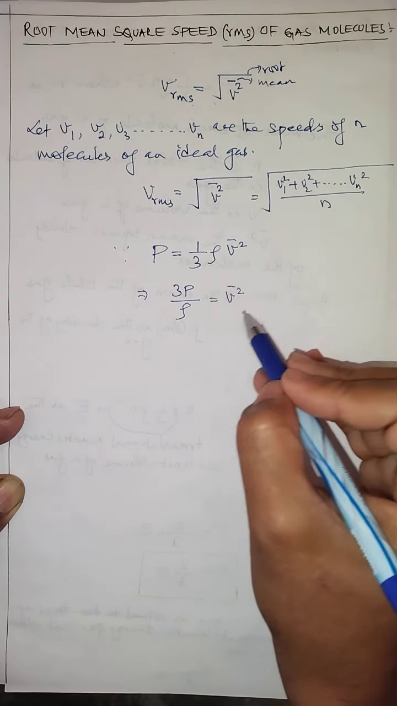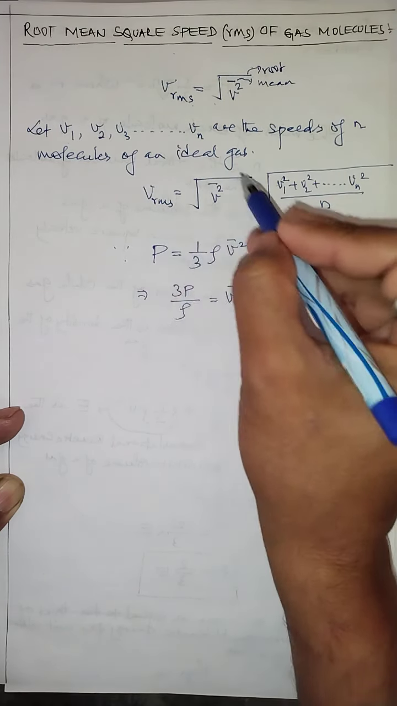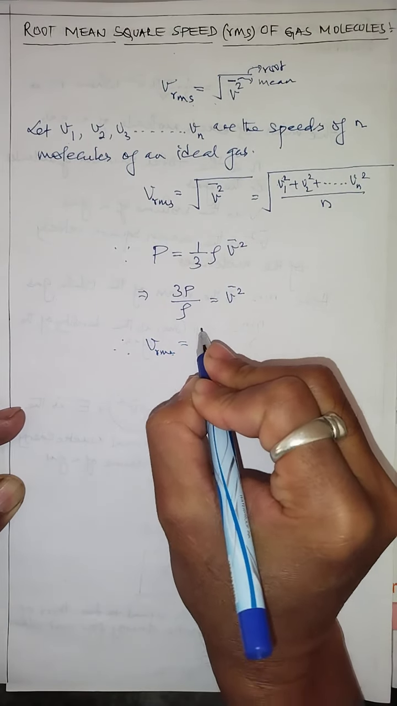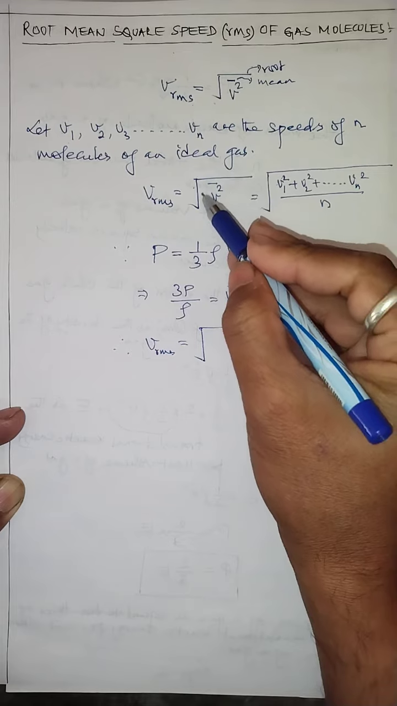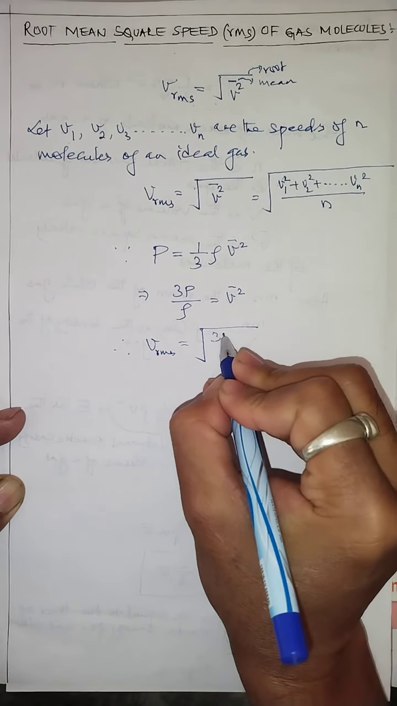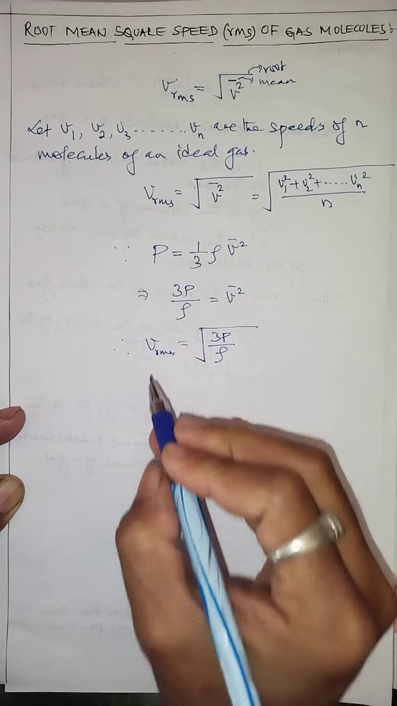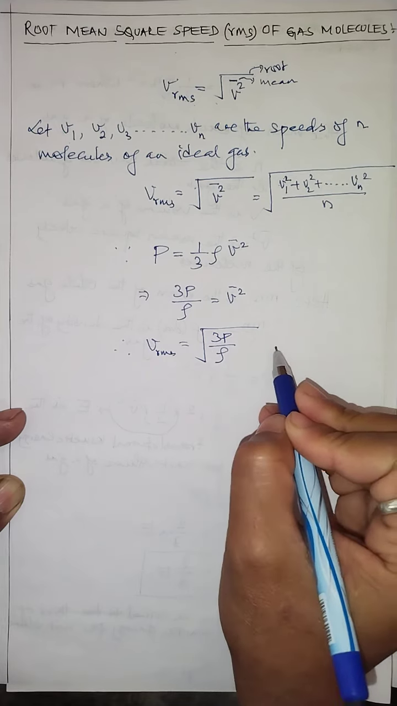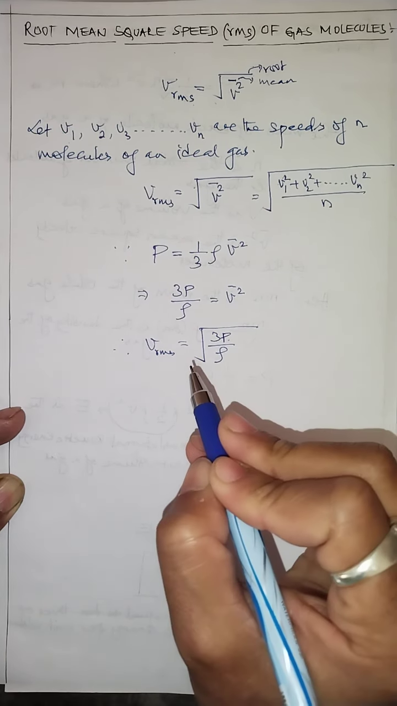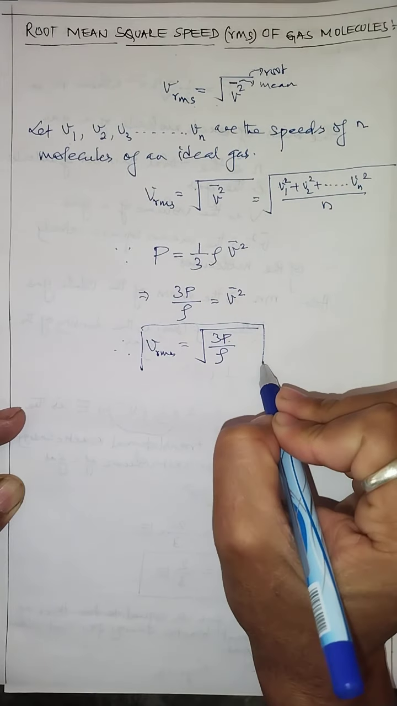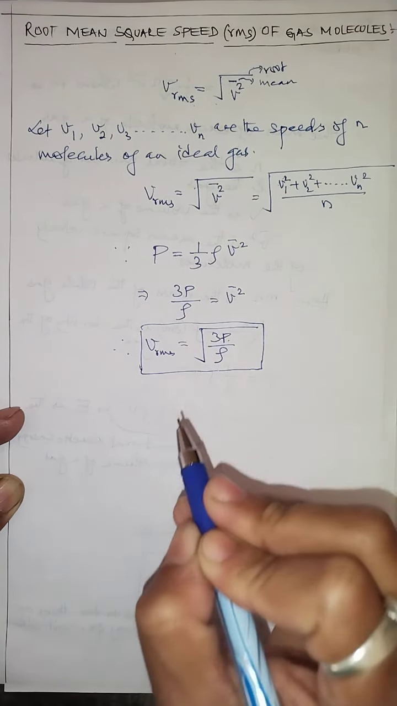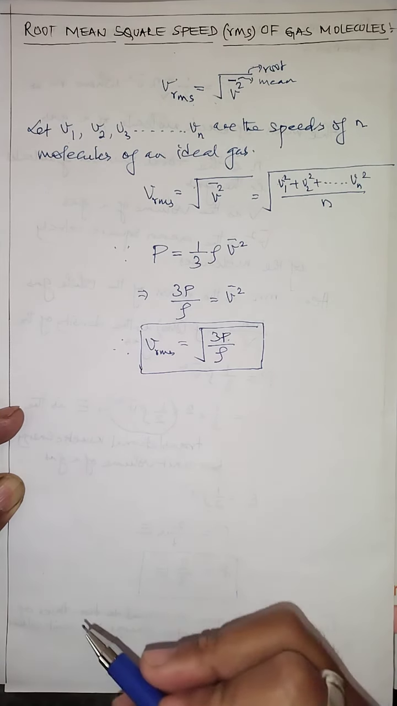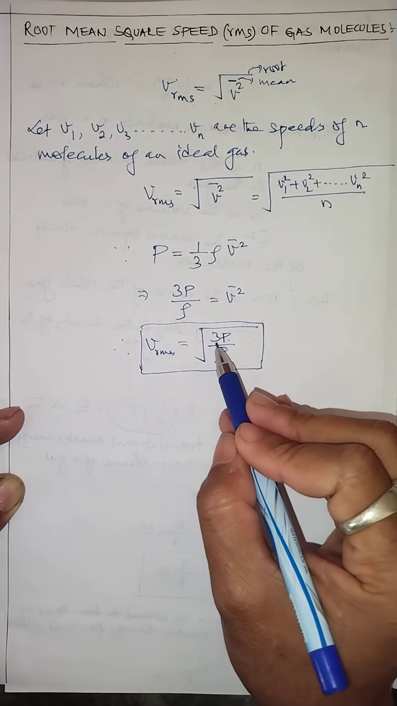Now this value of mean square velocity I put in this expression. Therefore v RMS is equal to the square root of 3P by rho. So finally, the RMS speed of the gas is given by the square root of 3P by rho, where P means pressure and rho means density. This is the relation that can be used to measure the root mean square speed, or root mean square velocity, of the gas. So v RMS equals the square root of 3P by rho.